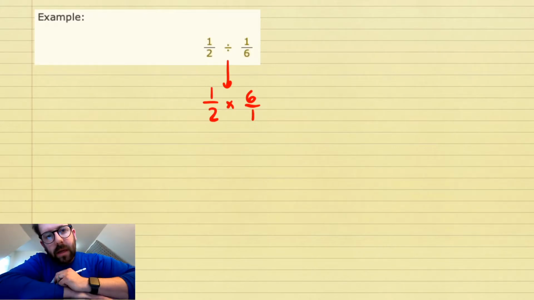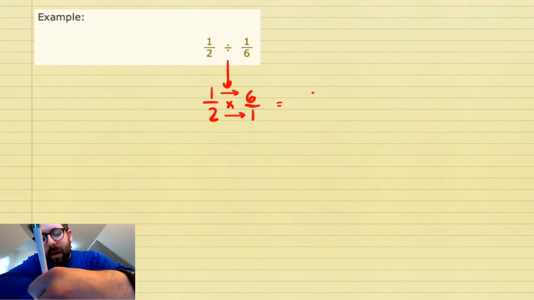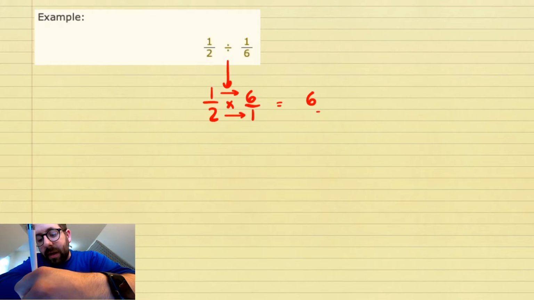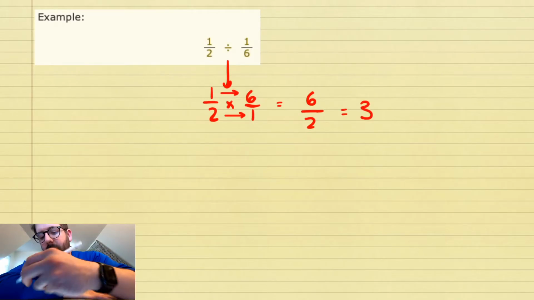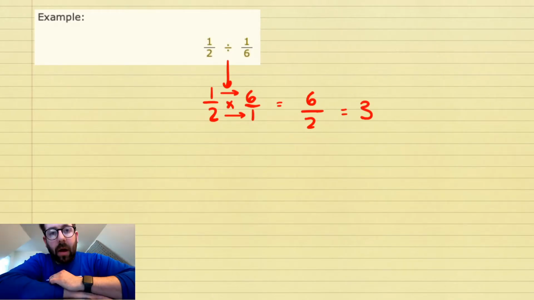That's the idea. The second fraction flips, and then you just multiply like normal. So I'd multiply straight across, and I would get 1 times 6, which is 6, and then I get a 2 on the bottom. Now, you could simplify that. 6 divided by 2 is a perfect 3. Now, how you could get that without taking 6 divided by 2, you could have simplified.